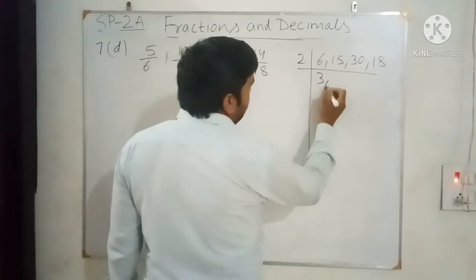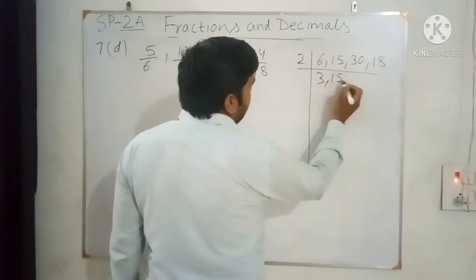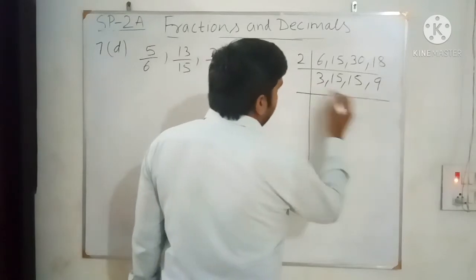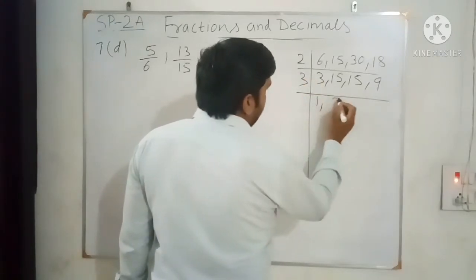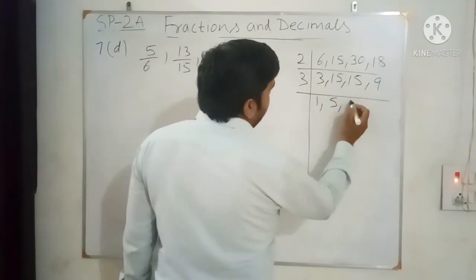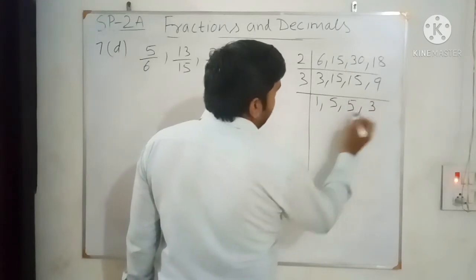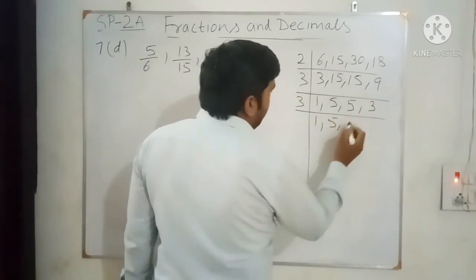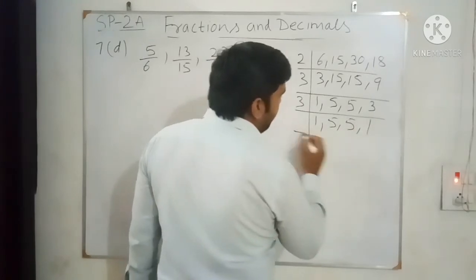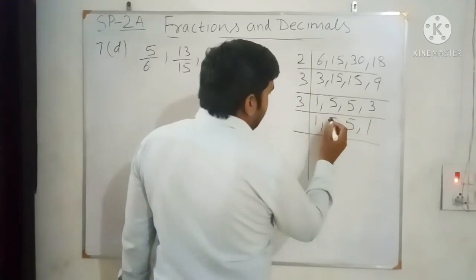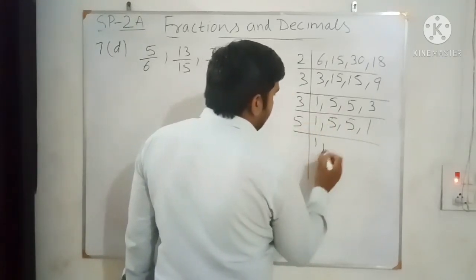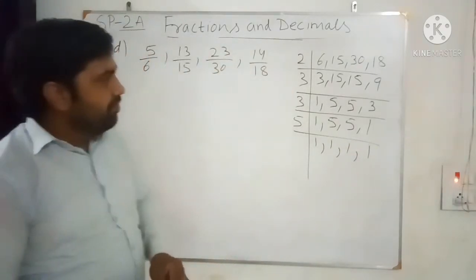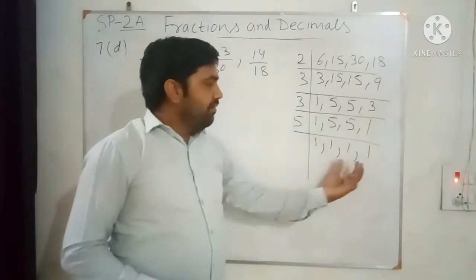2 3s are 6. 15 is not divisible by 2. 2 15s are 30. 2 9s are 18. Now by 3. 3 1s are 3. 3 5s are 15. 3 5s are 15. 3 3s are 9. Now again by 3. 5 is not divisible by 3, as it is, you write 5. 3 1s are 3. Now by 5. 5 1s are 5. 5 1s are 5. Now all the four denominators become 1.